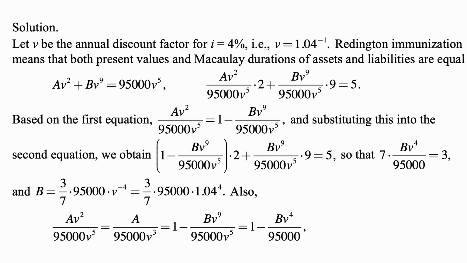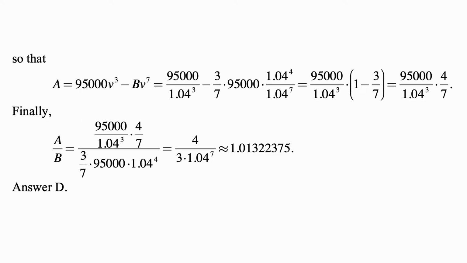And that's the same as 3 over 7 times 95,000 times 1.04 to the 4th. Also, A V squared over 95,000 V to the 5th is equal to A over 95,000 times V cubed. And that's equal to 1 minus B times V to the 9th over 95,000 V to the 5th, which is 1 minus 3/7. So A is equal to 95,000 V cubed minus B times V to the 7th. That's 95,000 over 1.04 cubed minus 3/7 times 95,000 times 1.04 to the 4th over 1.04 to the 7th.